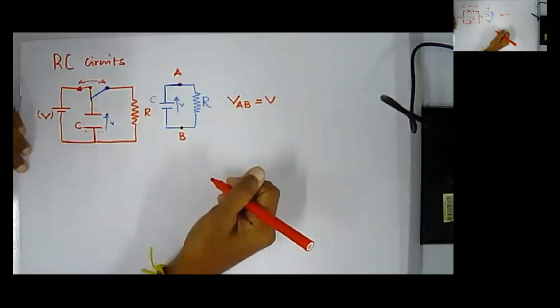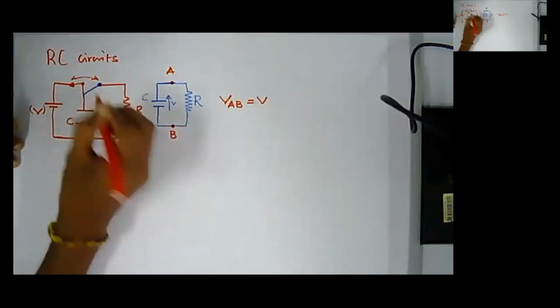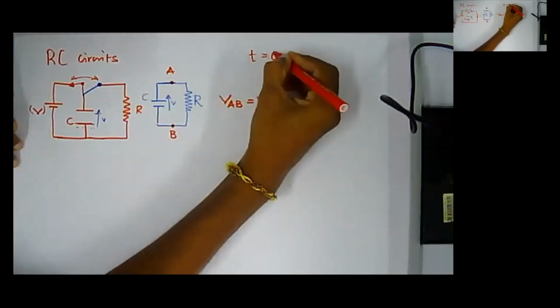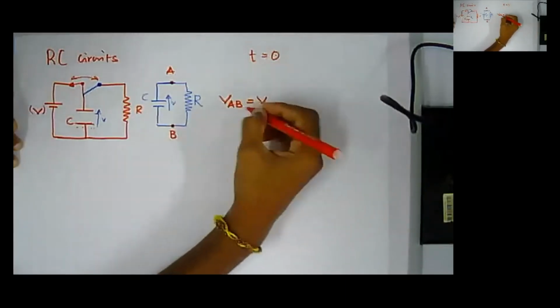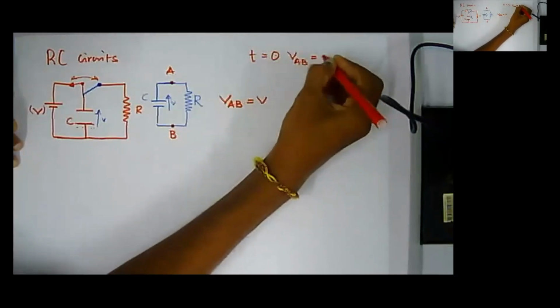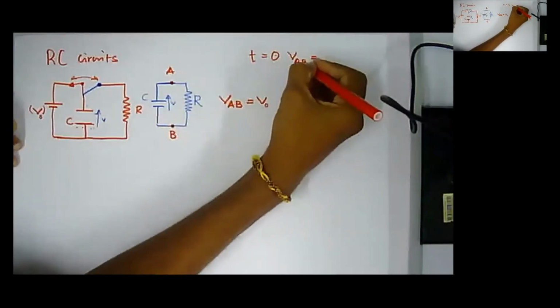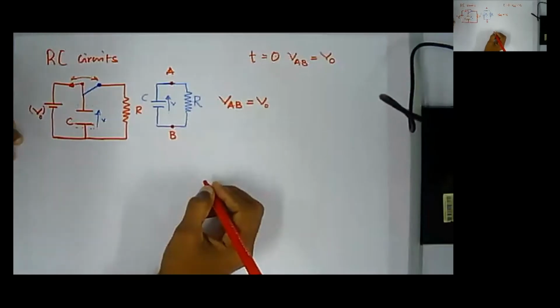Immediately after this, I can say that at t equals 0, V_AB is equal to, let's take it as V naught, which will be easy for us. V_AB equals V naught.